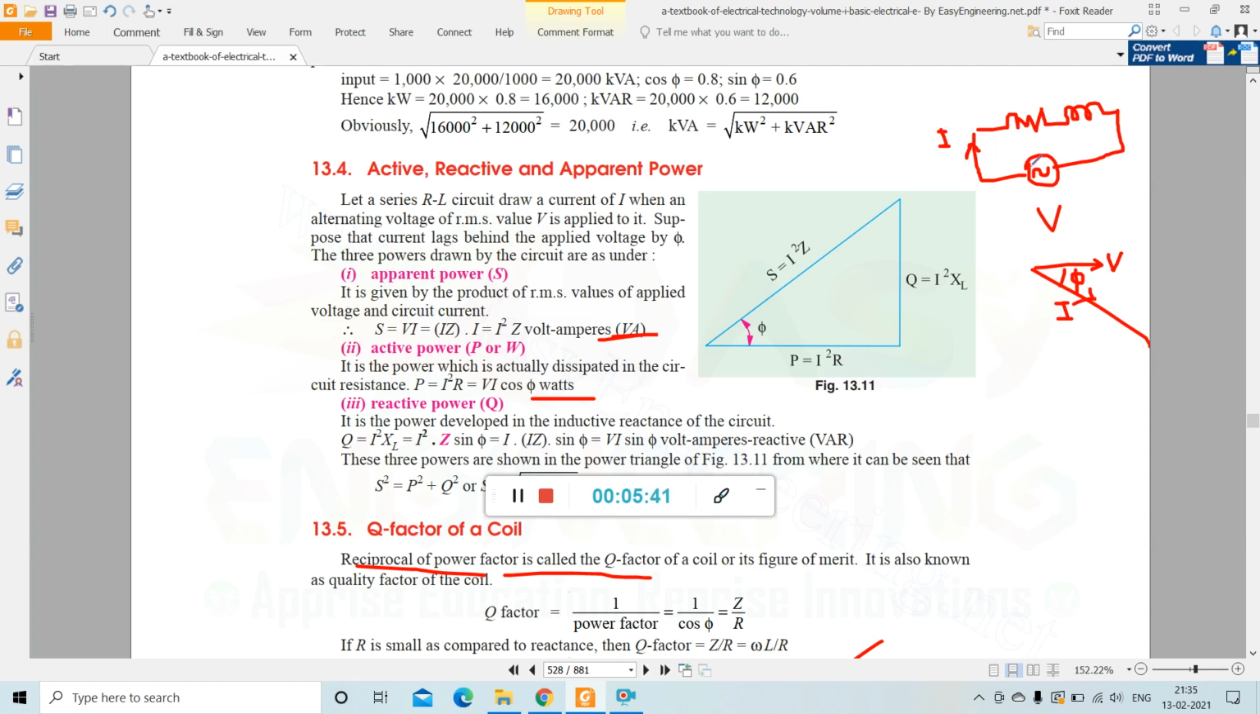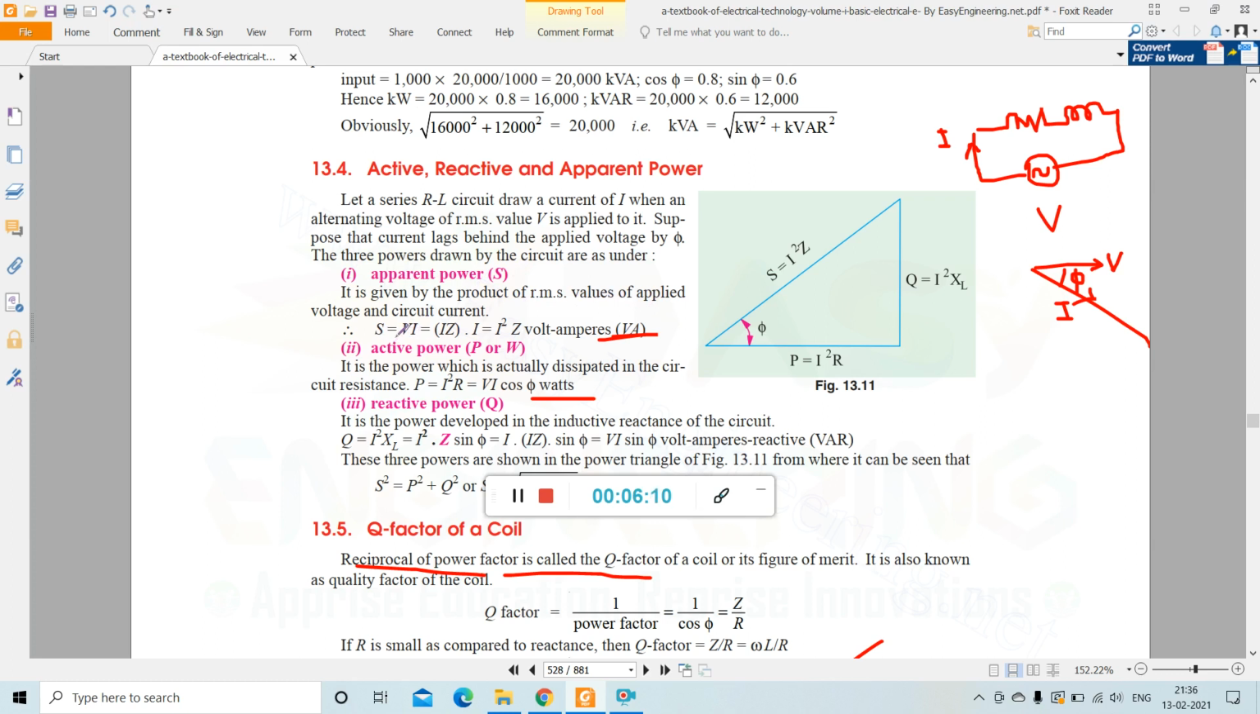In this case current lags behind the voltage. This is the reference line, the voltage line, and here current lags behind V by an angle phi. So there are three powers drawn by the circuit. The first one is the apparent power, represented by S, the product of the RMS value of applied voltage and circuit current. So S is equal to V into I.